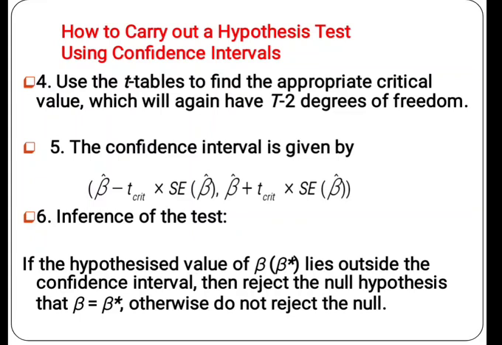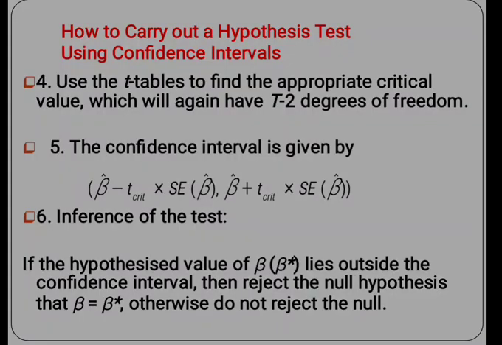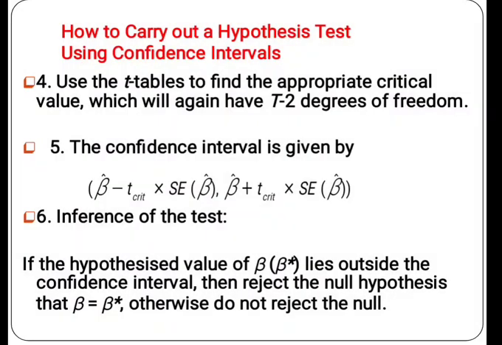Step 6, inference of the test. If the hypothesized value of beta, that is, what we hypothetically assume in the null hypothesis, lies outside the confidence interval, then reject the null hypothesis. And if the hypothesized value lies inside the confidence interval, then we will accept the null hypothesis, or don't reject the null hypothesis. This was the hypothesis testing through the confidence interval approach.